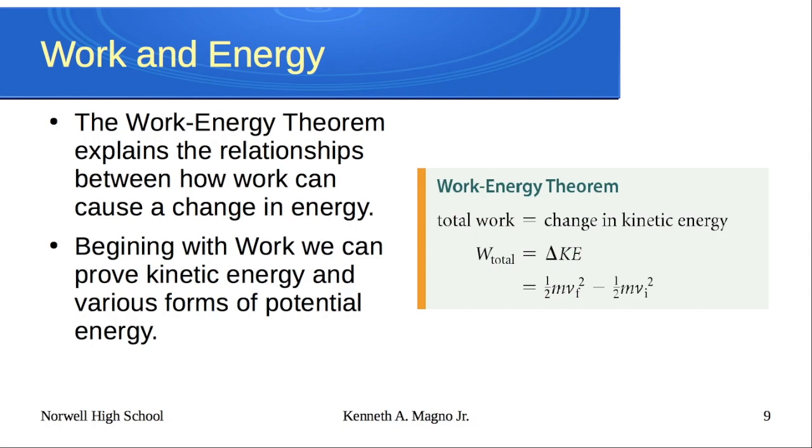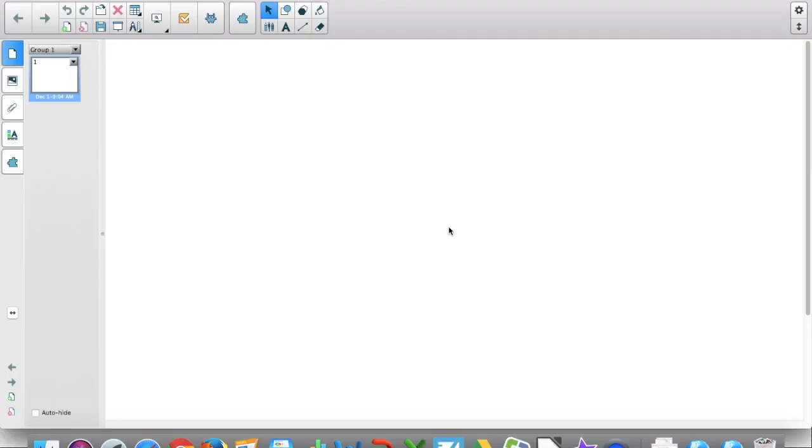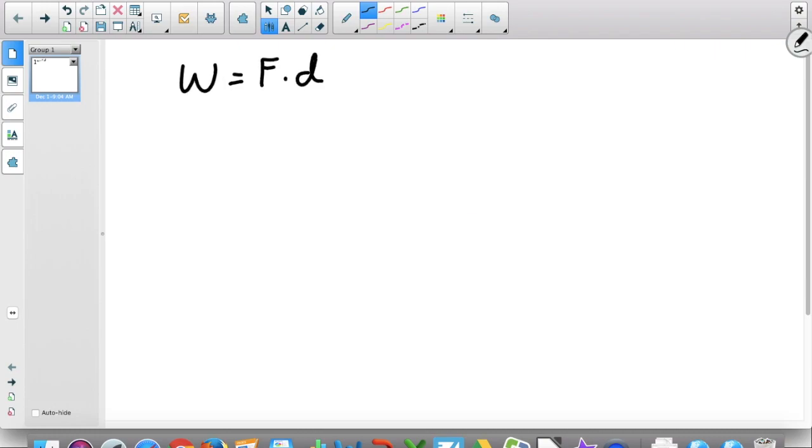Well, where did that come from? So we're going to go through a little bit of a proof here. Let me flip over to a little drawing screen. We had just said that work was equal to basically a force times a distance. By definition, any force is a mass times an acceleration. So we have mass times acceleration times a distance. Right now, we can say that work is mad.